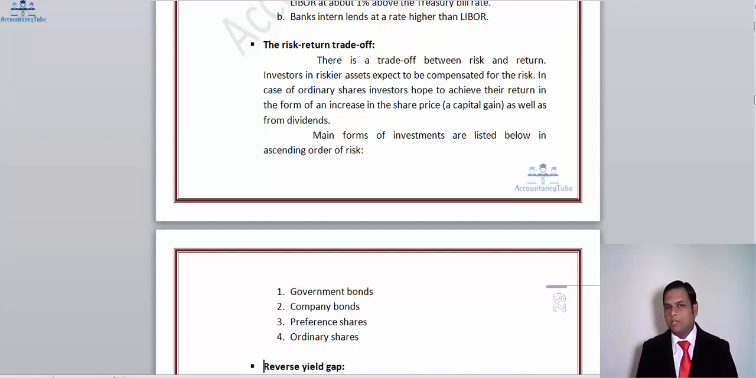Then we have the ordinary shares. It's on the complete discretion of the company how much dividend they want to distribute. So they are the highest on the risk exposure profile.